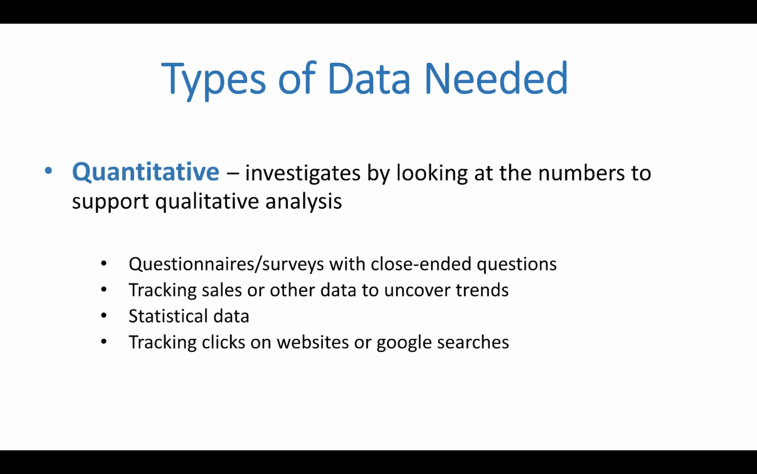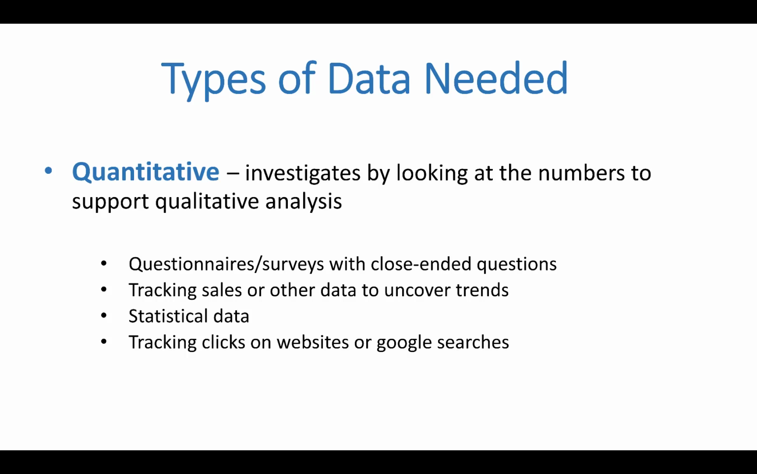Quantitative is all about the numbers, data to support the hypothesis. Examples of quantitative research include questionnaires or surveys with closed-ended questions. These are questions that limit the response and there is a right or wrong answer. For example, how many people are in your household? How many people do you buy for? What is the household's income level?